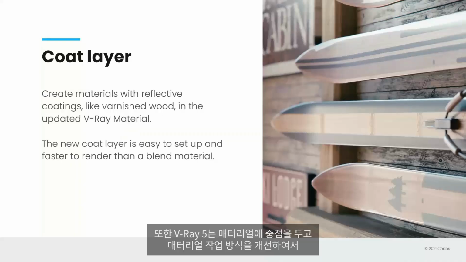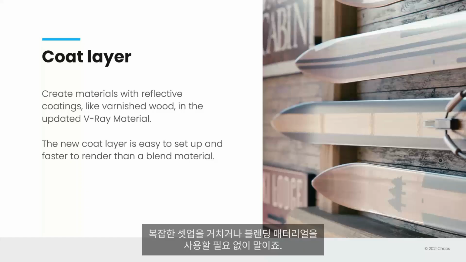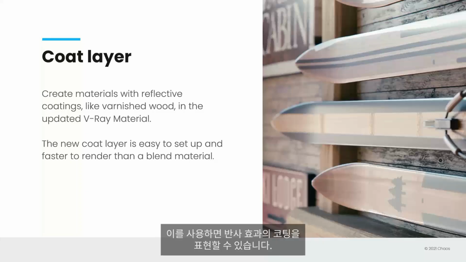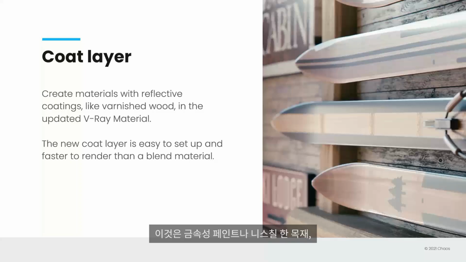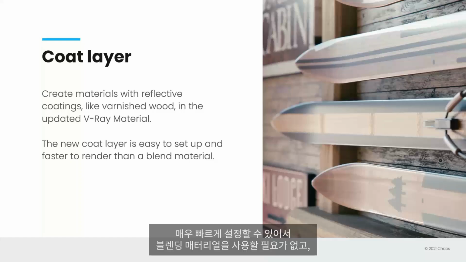And in V-Ray 5, a really big focus for us has been on materials and trying to improve how you work with materials so that you can get some really nice, even more complex looking materials without having to go through complex setups or using blend materials. One example here is the new coat layer. This would be so that you can create reflective coatings. You can think of it as for materials like metallic paint or varnished wood, certain types of plastics or carbon with coating, for example. And it's super fast to set up.